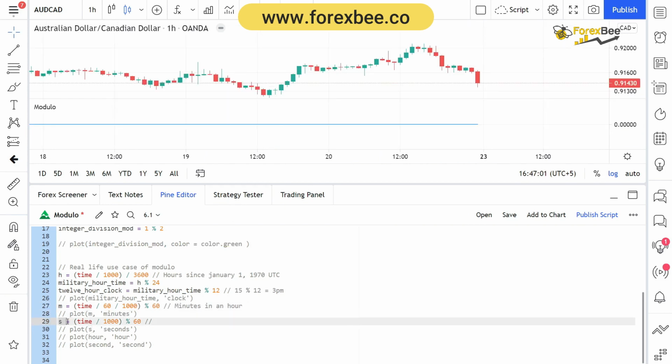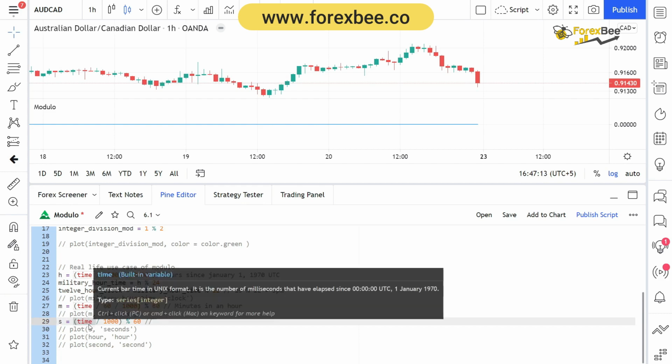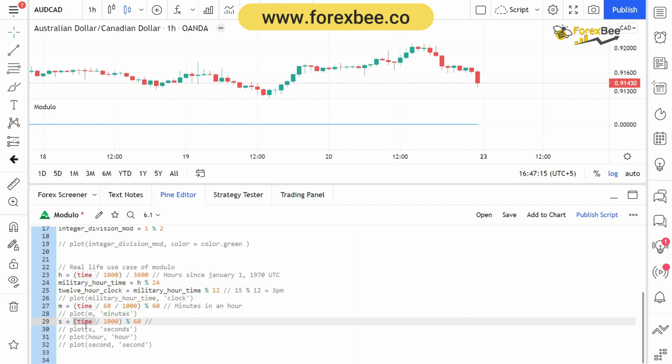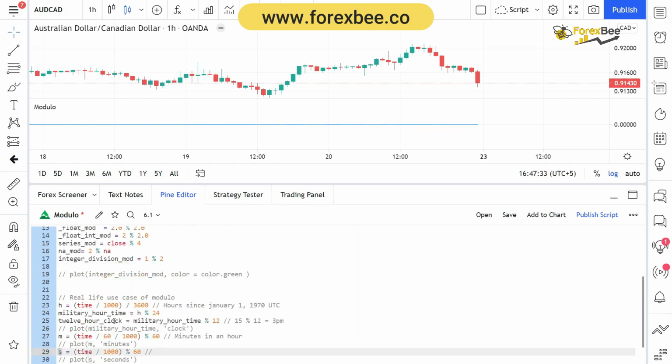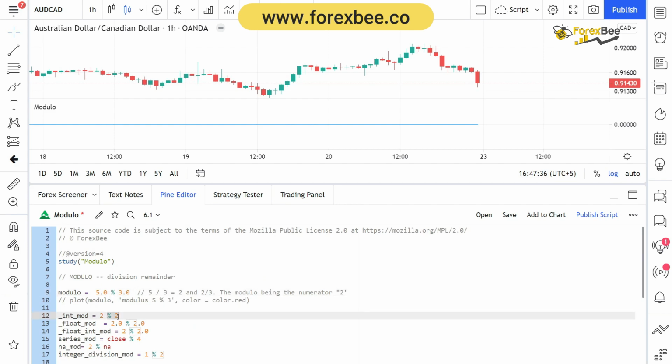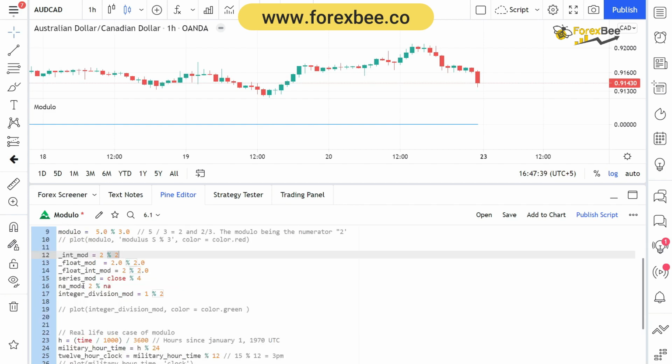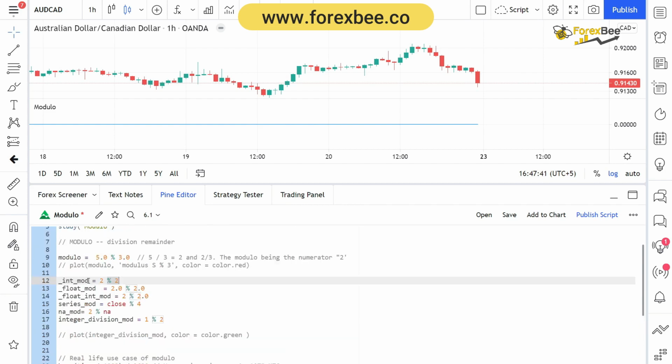In a similar way, we can also use time and the modulo operator to find the seconds. The built-in time function gives us the time that has passed since 1970, and dividing by 1000 converts these milliseconds into seconds. Then taking the modulus of these seconds by 60, we would basically get the seconds. This is how you can use the modulo operator in your studies, calculations, and strategies.